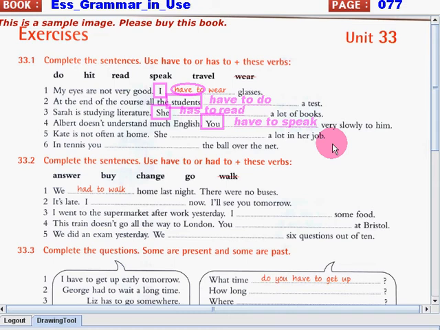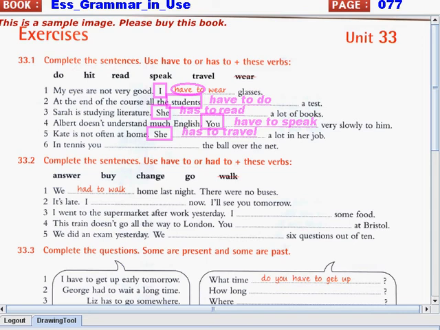Next, Kate is not often at home. She blank a lot in her job. And here, our subject is she. It is singular. So that means we have to use has to. But what do you think is our verb here? She has to travel a lot. She has to travel a lot in her job.